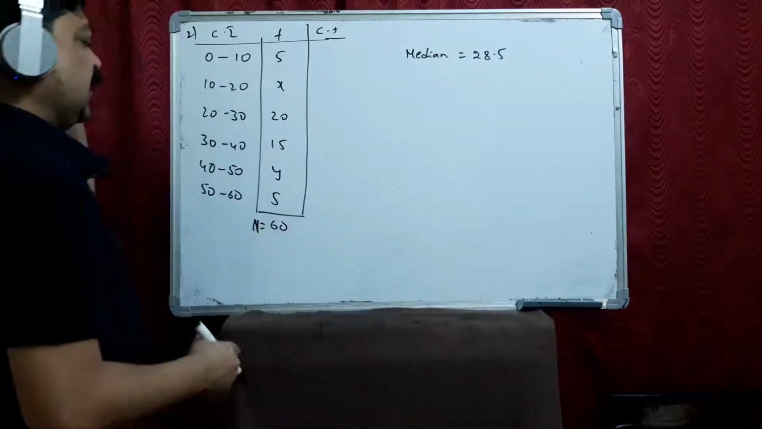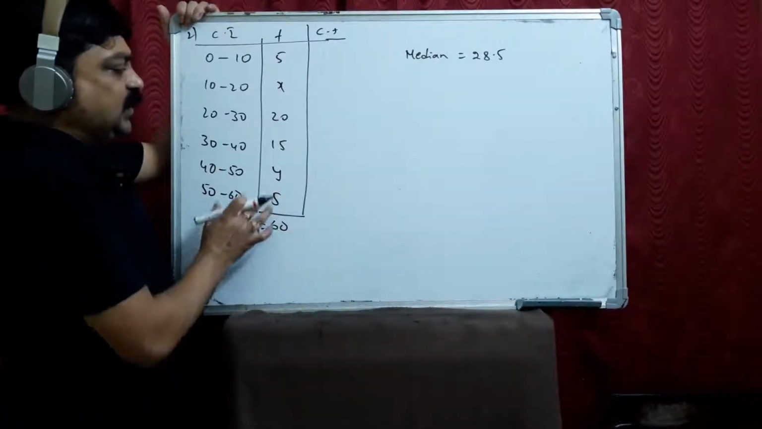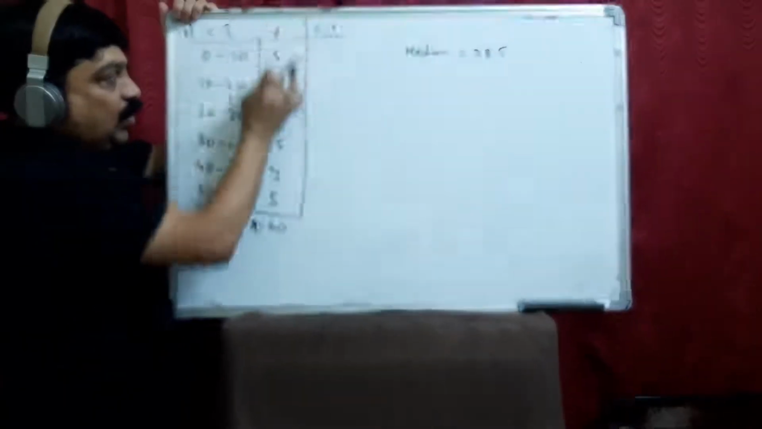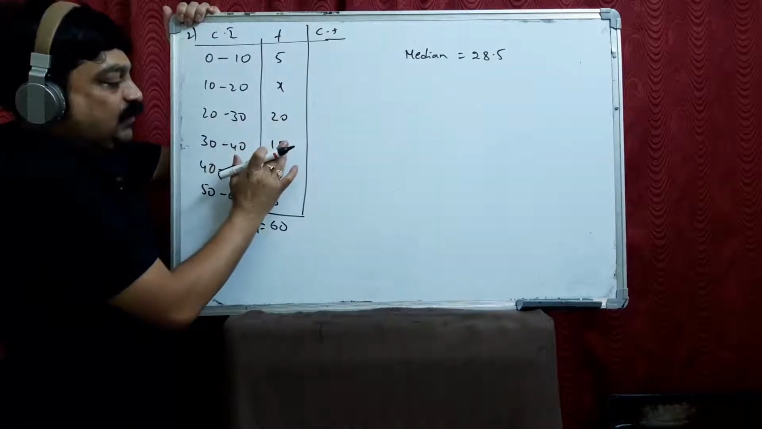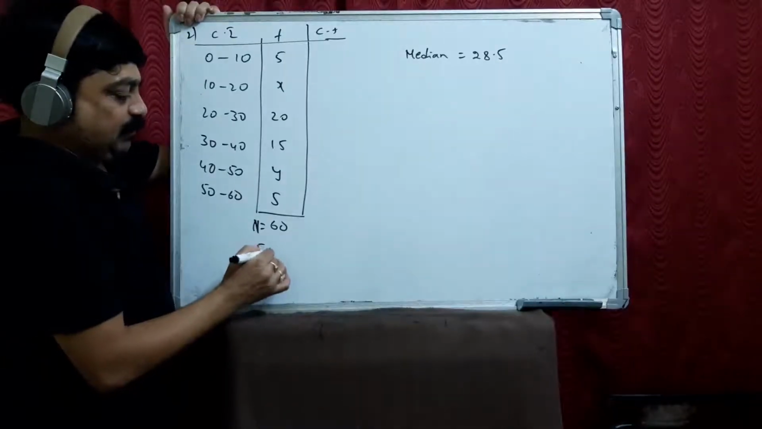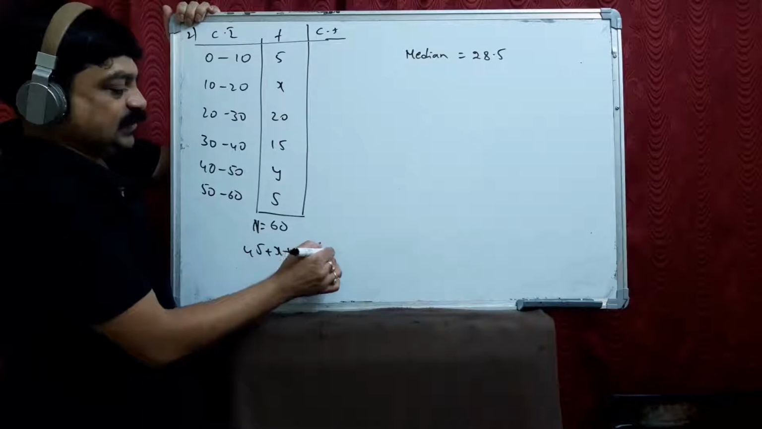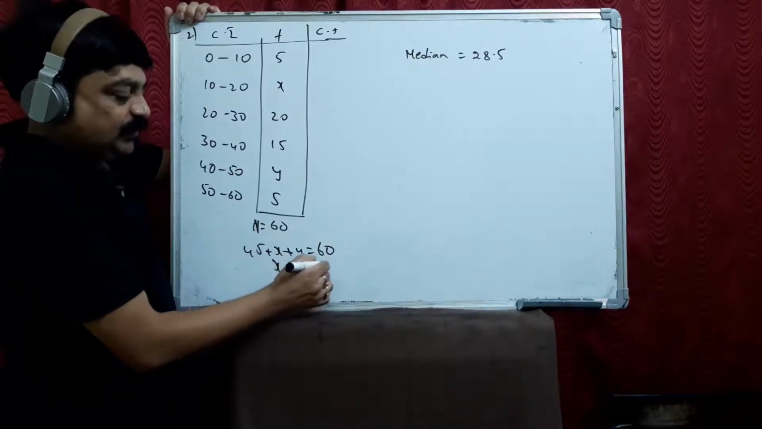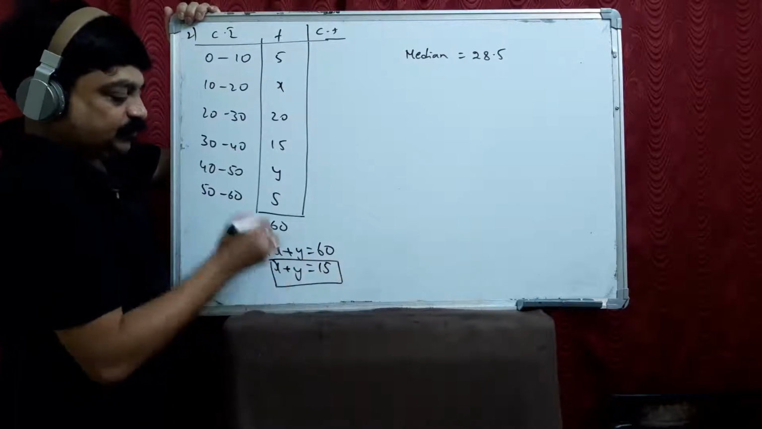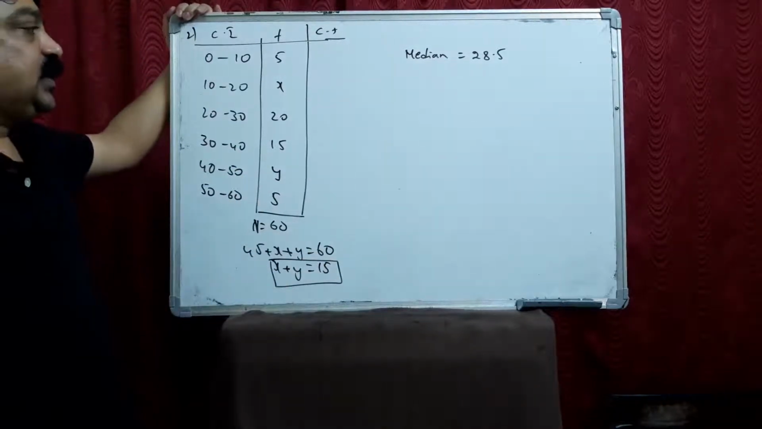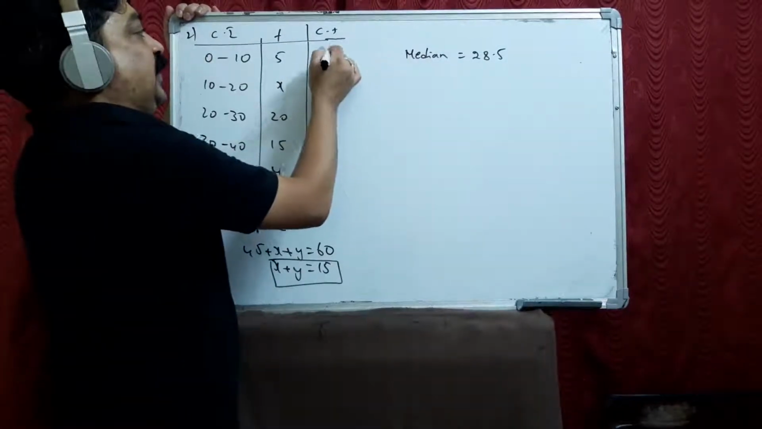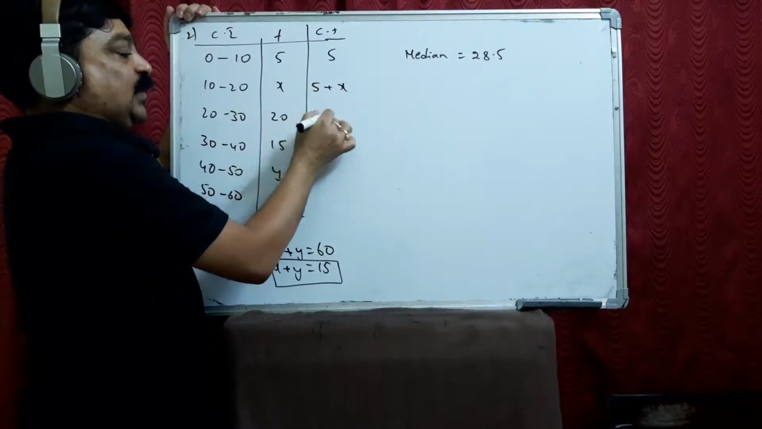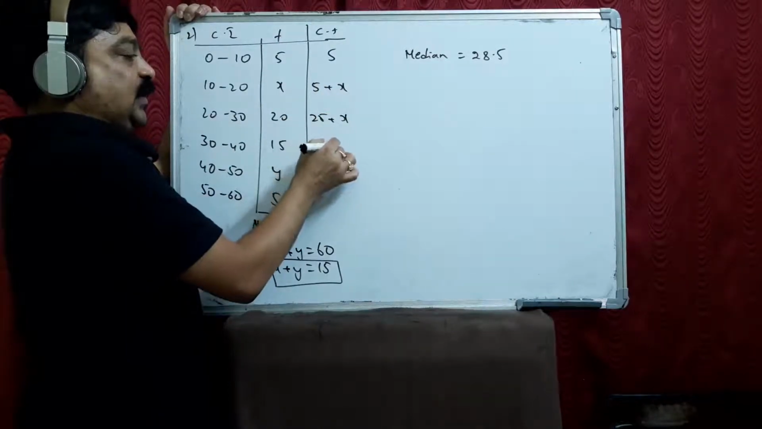Okay. Now look. First let us calculate the total frequency. Total is actually given as 60, but how is it 60? When you add all: 5 plus 20, 25, 40, 45 plus x plus y is 60. Right? That means x plus y is equal to 15. Keep it in a box, we use it later. Now let us take the cumulative frequency. Cumulative frequency: 5. Next add, 5 plus x. Next add, 25 plus x. Next add, 40 plus x.